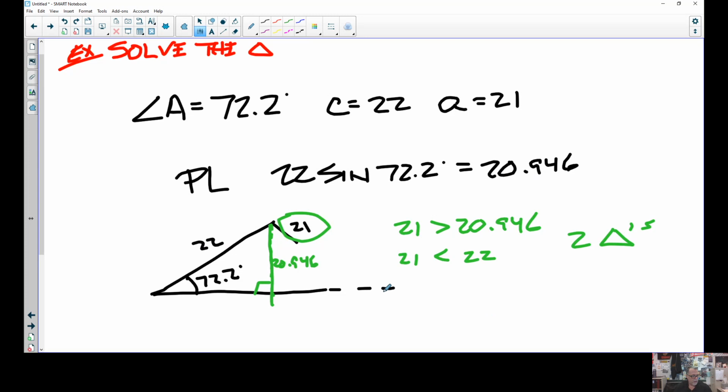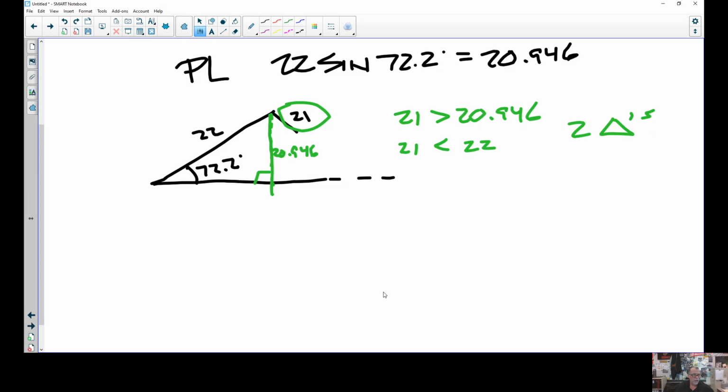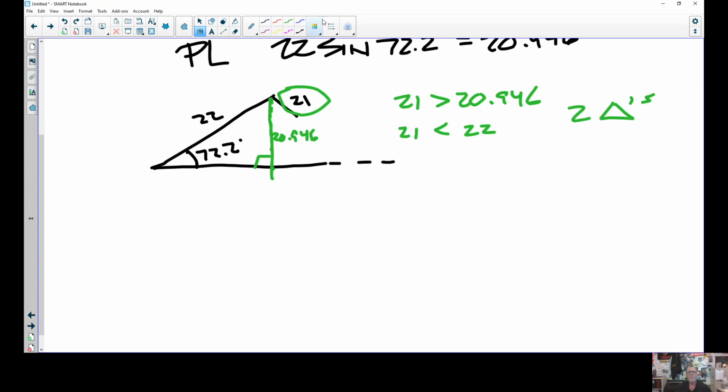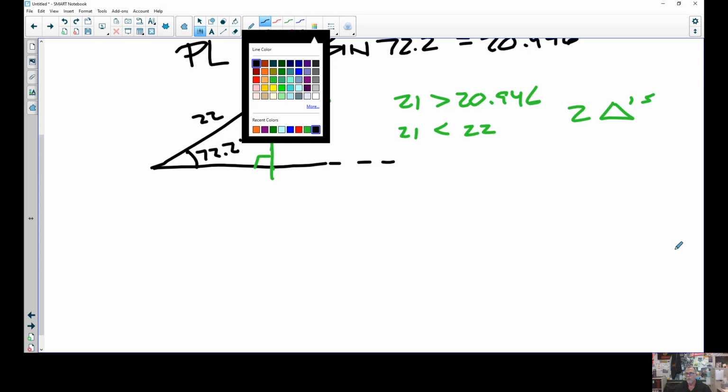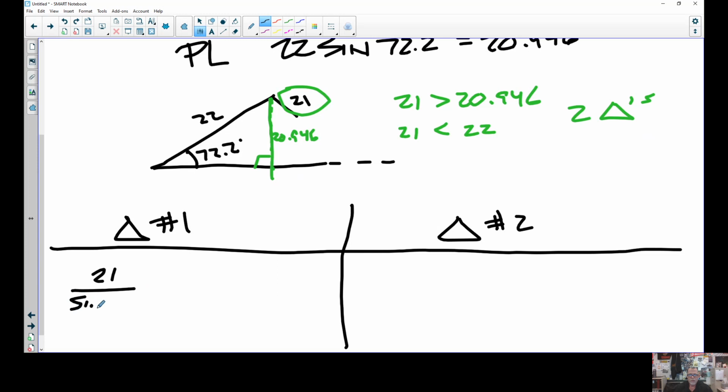All right. And once I know it's two triangles, what I'm going to do is set up a kind of chart that'll allow me to solve both simultaneously. I have two possible triangles, and I'm going to draw what they would look like in a minute. But I'm going to set up here and say I could have triangle 1 or triangle number 2. Now, for triangle number 1, I'm going to find its first piece. I know I've got the angle and the side opposite. So I've got 21 over sine of 72.2 degrees.